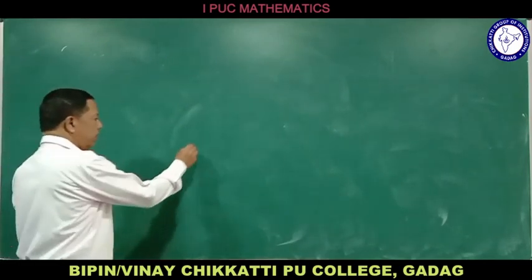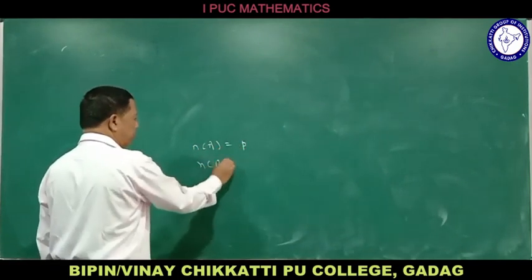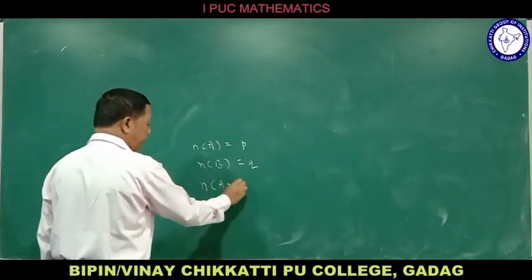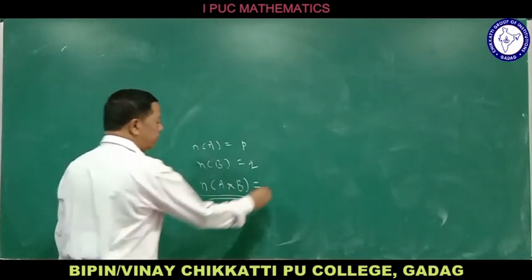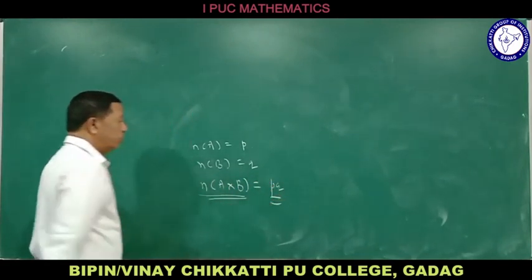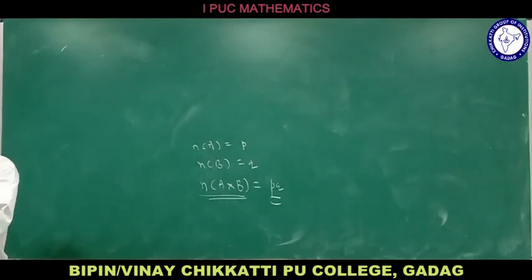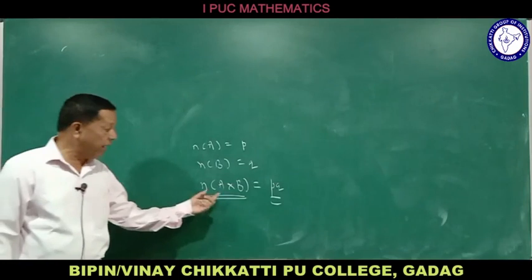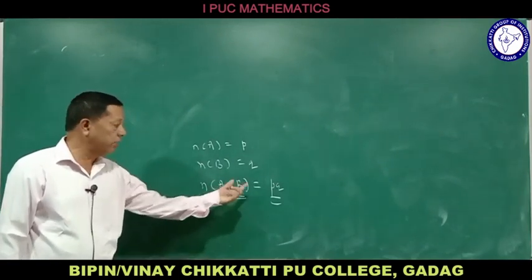Suppose the number of elements in A is P, and the number of elements in B is Q. Then the number of elements in A cross B is PQ. What is n of A? It is the number of elements in A. A cross B is nothing but ordered pairs only, and that number is PQ.